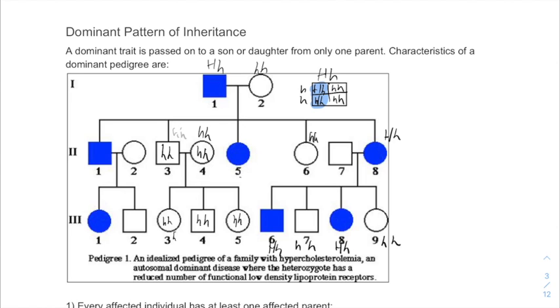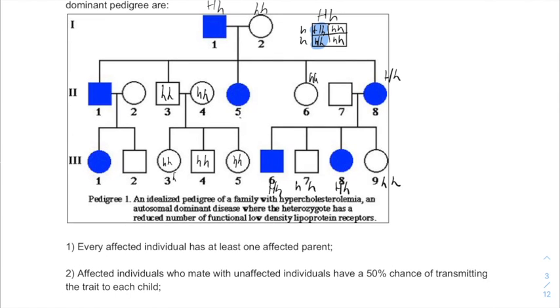Okay. And so this is the dominant pattern. In the dominant pattern, we're going to see that the trait can spread from one parent having the trait to the next generation, and it will almost always spread from one parent to the next. And if the two parents are not affected, then 100% of their children will be unaffected as well.